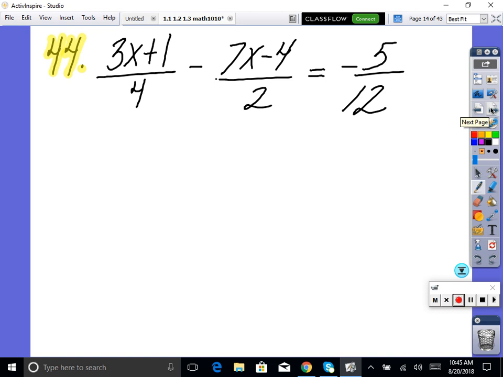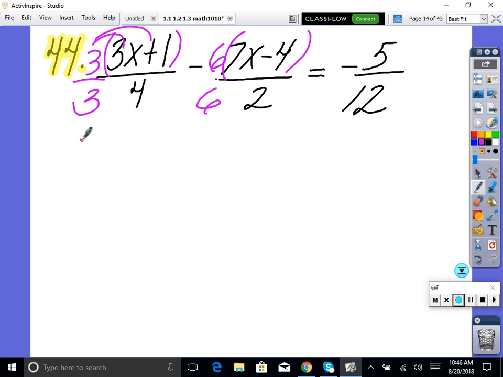Okay, what's my common denominator? We could do 12. So what would we multiply by here? 3 and 3. Good. Here? 6 and 6. I better throw in parentheses. Okay, here we go. So we would have 9x. I hope you're watching. 9x plus 3 over 12.